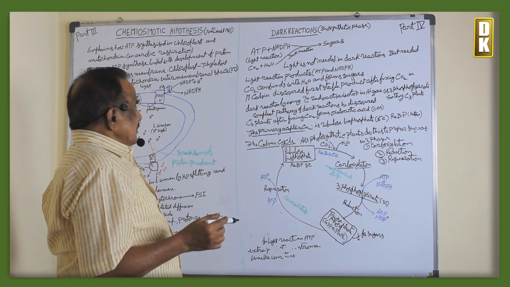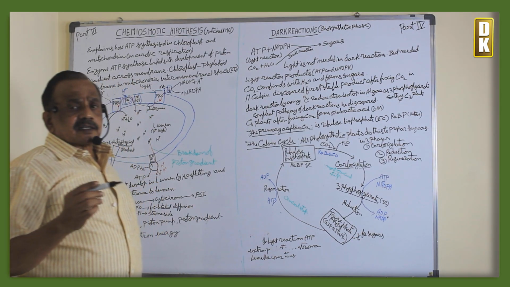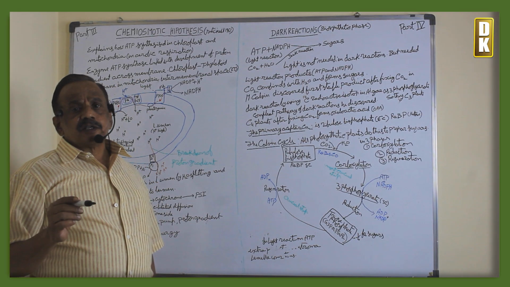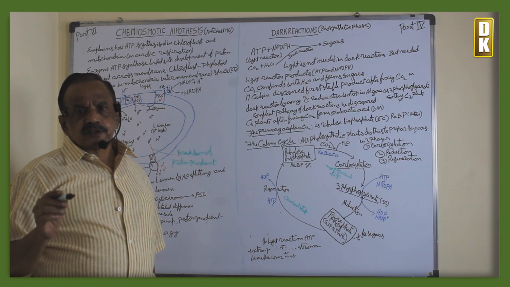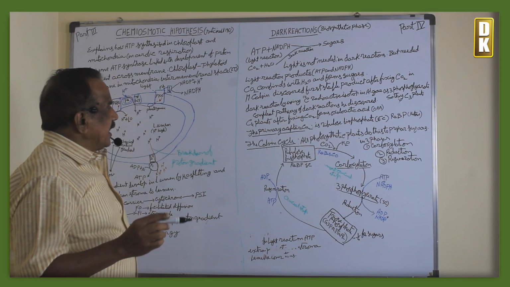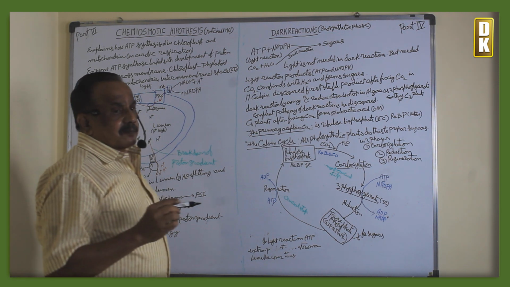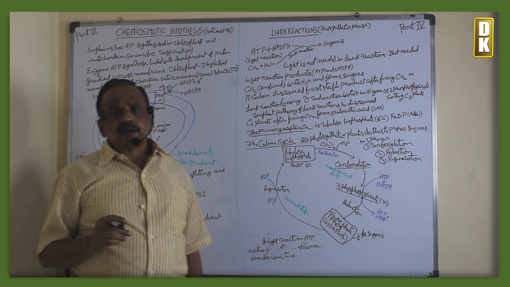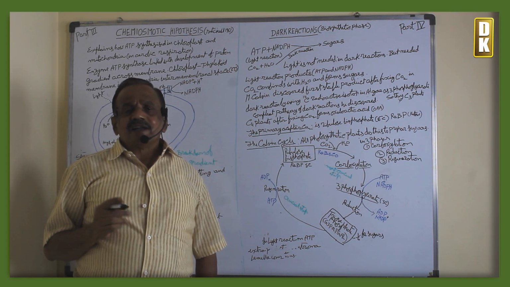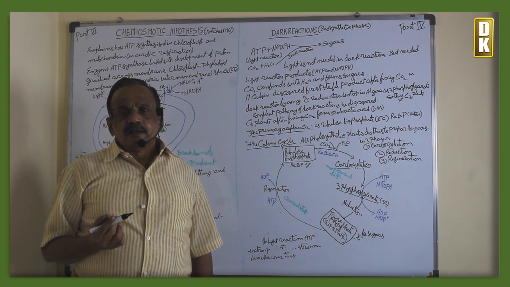Now, how has he done the Calvin cycle? By using the radioactive isotope C14, and next will be the primary electron acceptor. He has given one sub chapter. What is the primary electron acceptor?